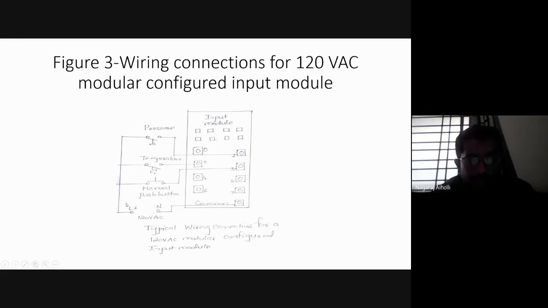Then again they are applied with the line and the neutral, 120 volt AC voltage. This is the common connection here, which is connected to the neutral, and the other end of these sensors is connected to the line voltage. So this is a typical wiring connection for a 120 volt AC modular configured input module.